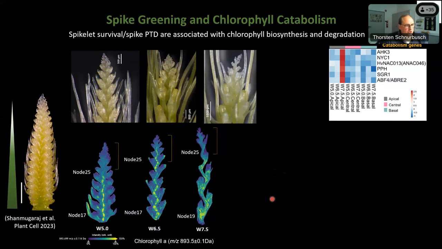Nandakumar also showed, for example, that there's really chloroplast generation in the developing spike. And you can see here, using this MALDI technology, metabolite analysis, that this yellowish pattern is actually the developing rachis. And since the rachis is the green part here, this is displaying very clearly the chlorophyll content of the rachis, suggesting that we really have chlorophyll production here, most likely because it's green, also some photosynthetic activity.